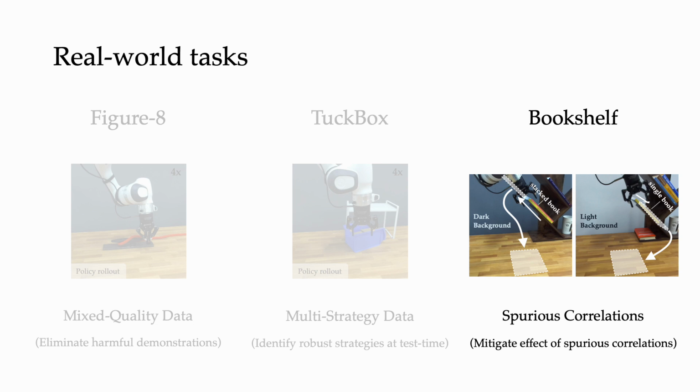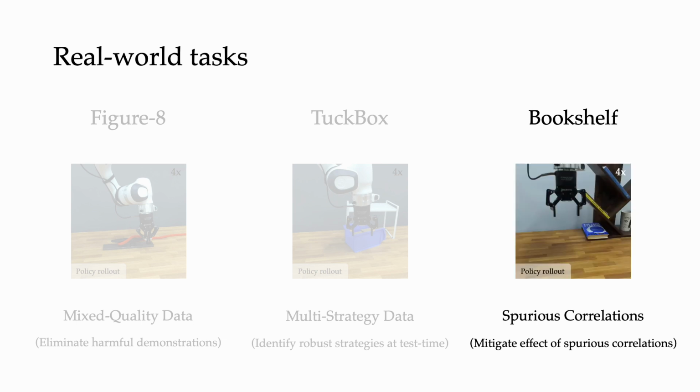Finally, the Bookshelf task studies curation of datasets that contain spurious correlations between demonstrated behaviors and task-irrelevant features. This may cause a policy to execute a failing strategy at test time based on the presence of a task-irrelevant feature, for example, the white background. We argue that an effective data curation algorithm should remain performant across all settings considered, rather than just one.